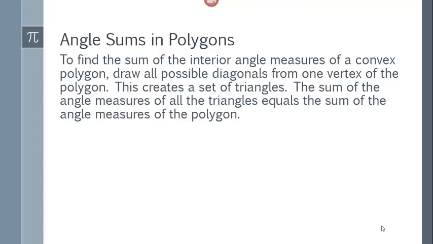A couple of formulas you're going to have to know. Just like triangles have angle sums, there are special formulas for polygons. Okay, so to find the sum of the interior angle measures of a convex polygon, draw all possible diagonals from one vertex, creating a set of triangles. Now let's take a look at what that means.